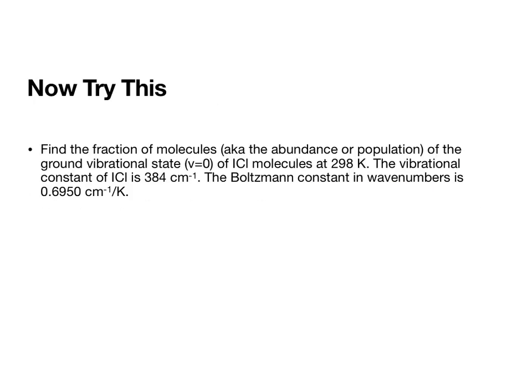Okay, so now try this: find the fraction of molecules, sometimes we call this the abundance or the population, in the ground vibrational state of iodine chloride. So this is ICl, a strange molecule. But we're working at 298 K. The vibrational constant is 384 wave numbers, and the Boltzmann constant is given as 0.695.